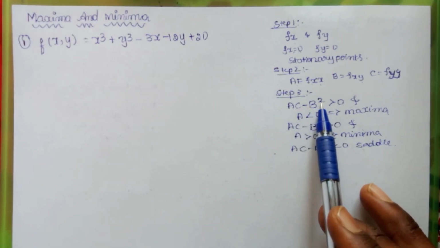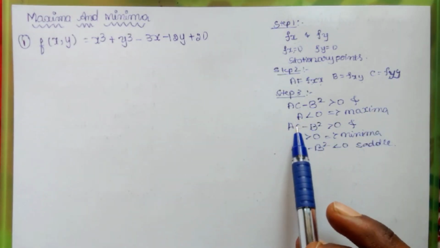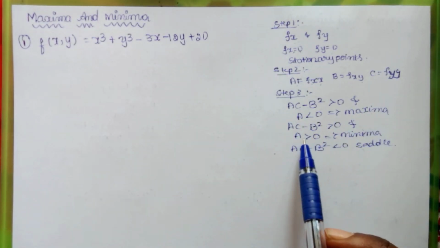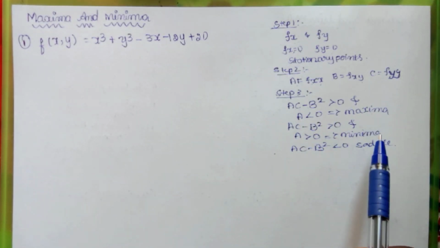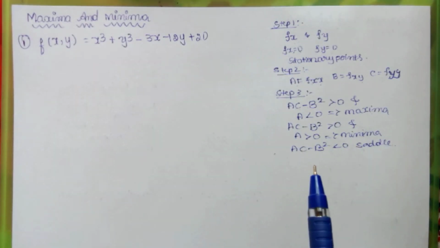If ac minus b square is greater than 0 and a is less than 0, then it is called a maximum. If ac minus b square is greater than 0 and a is greater than 0, then it's called a minimum. If ac minus b square is less than 0, then it is called a saddle point.